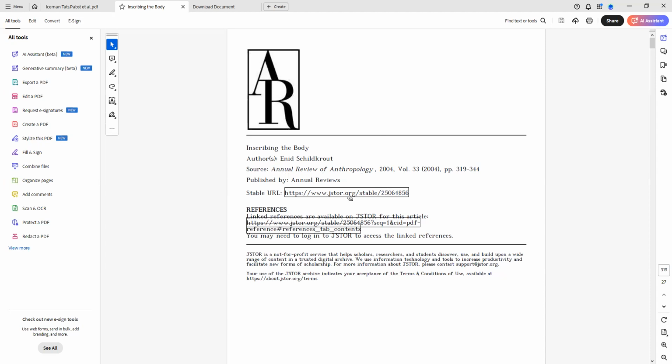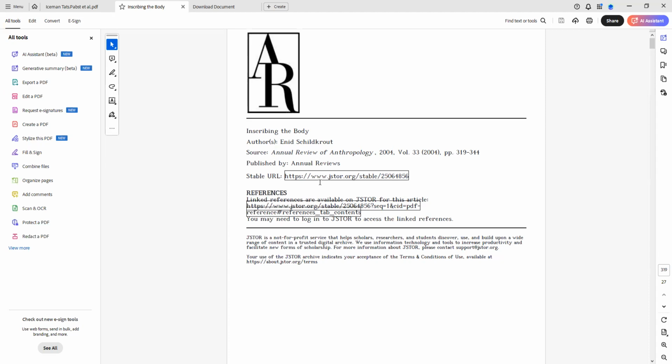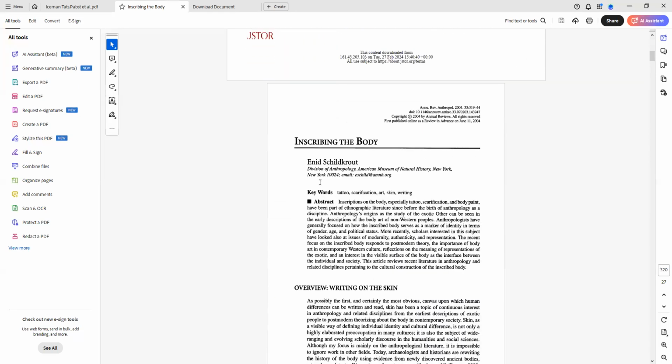There's our stable URL, right? I'm going to need that. I'm going to need the year and the volume of publication and the page range, the author name, and the article title. And if I scroll down, we see that all this information gets repeated over and over. There are lots of places I can look for this information. But Inscribing the Body is the name of the article as a whole. And this is our author.